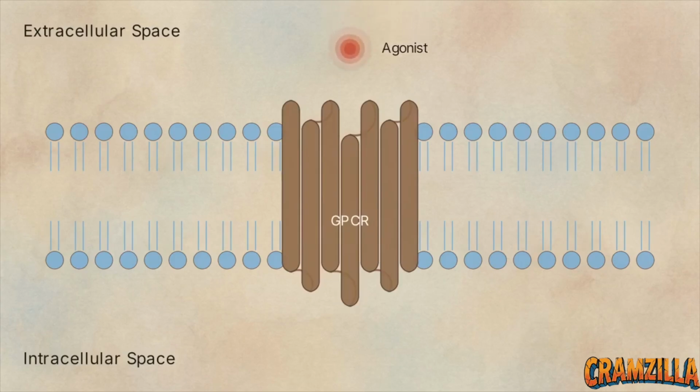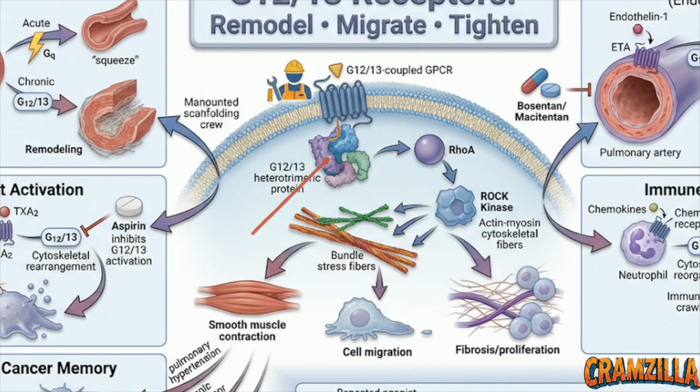We start at the cellular membrane to isolate the core biochemical cascade. On this diagram, right in the center, the G12-13 heterotrimeric protein docks at the receptor. Upon activation, the G protein complex cleaves off to activate the first major intracellular target, the Rho-A protein. From there, Rho-A signals directly downstream to its primary effector, ROCK kinase. ROCK kinase executes the terminal step.